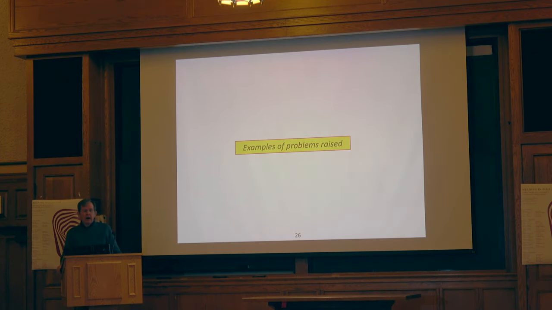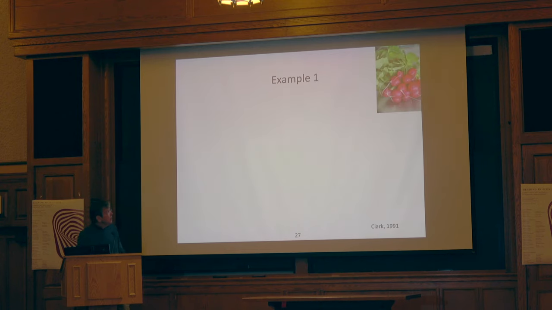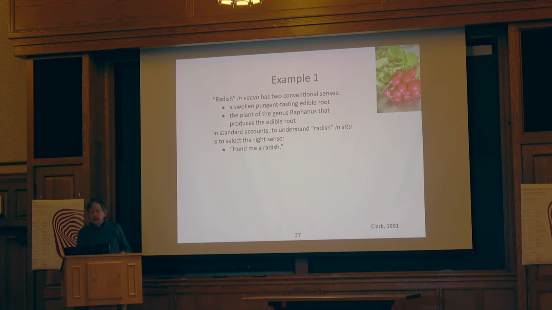Now, I'm going to get rid of this issue here very quickly because this is not the main issue I'm going to focus on here. But I'm going to give you four examples, so that you can see these are real problems. So here's the first one. Radish and vacuole have these two conventional senses. So if someone said, hand me a radish, you would hand them one of these little red things.